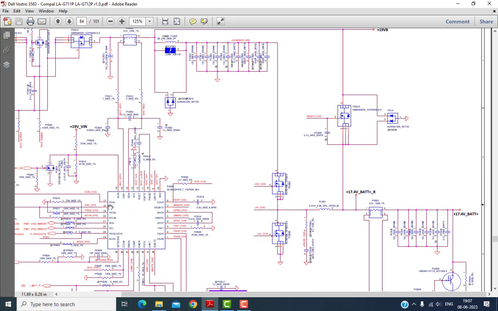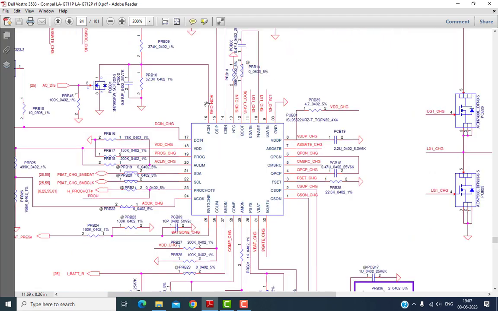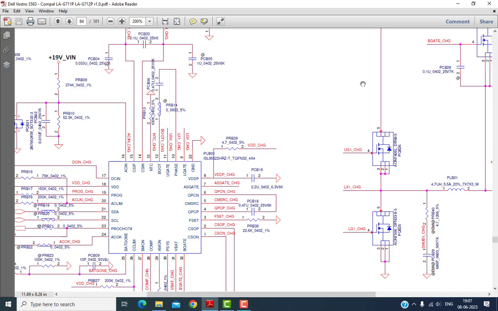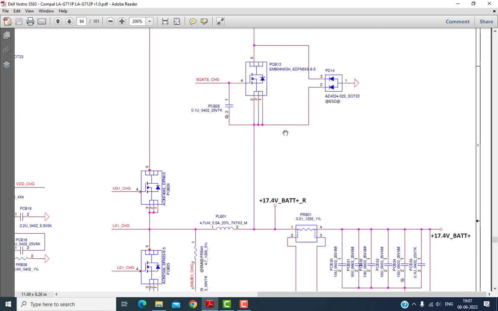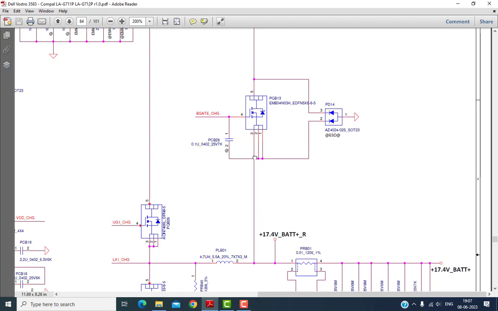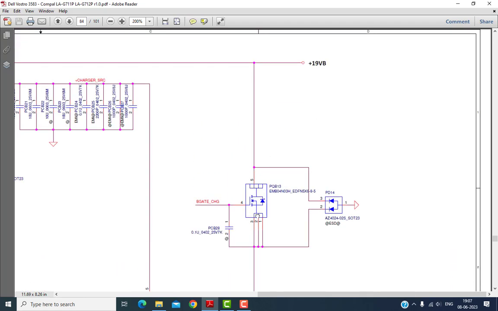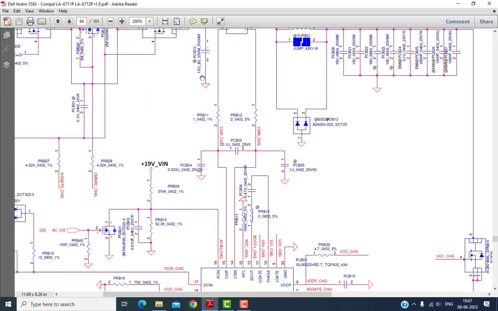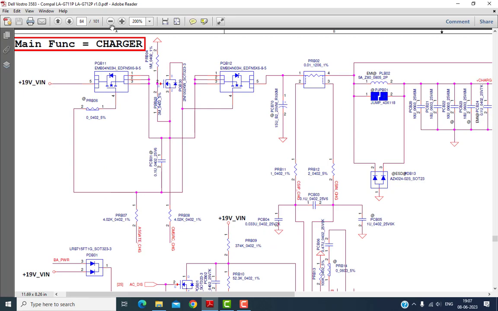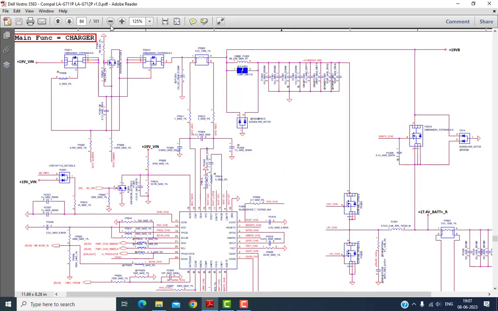When the adapter is not present, that means when this AC in is 0 volt, at that time this battery charging chip triggers this MOSFET, and the battery voltage, which is 17.4, passes via this resistor, enters the source, goes from the source to the drain, and then passes to this junction. It is called the plus 19 volt. So if the adapter is not there, this section works, and if the adapter is there, these two MOSFETs work. In this way this circuit works.